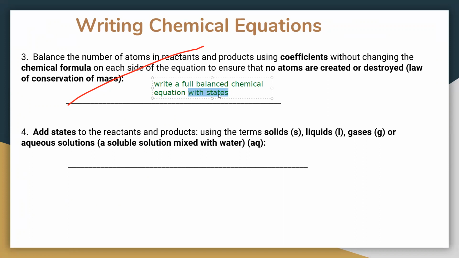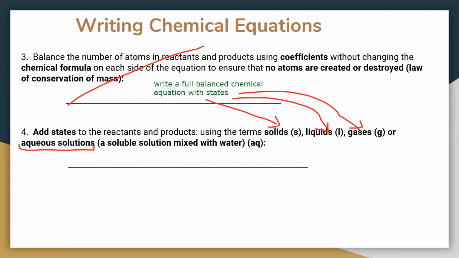If we say with states, that means you've got to indicate the specific state of matter that the element or the compound exists in. Okay, so whether it's solid, liquid, gas, or an aqueous solution. We'll learn more about aqueous solutions in 4.5 when we do precipitation reactions as well.